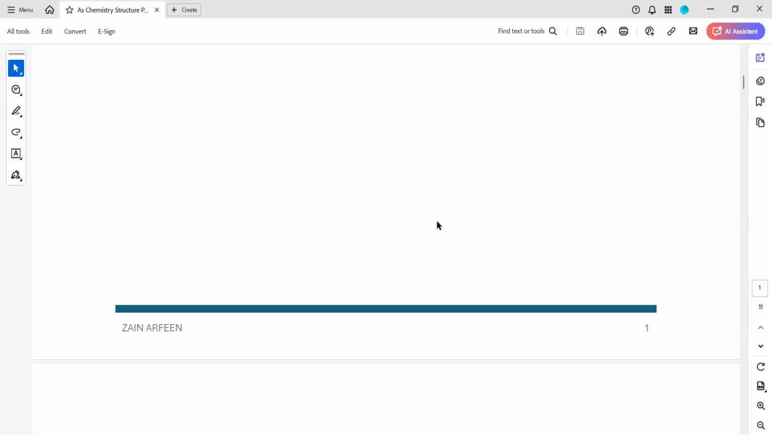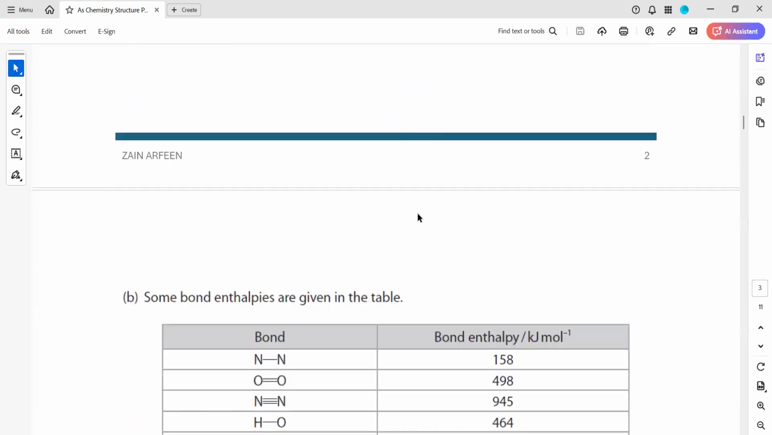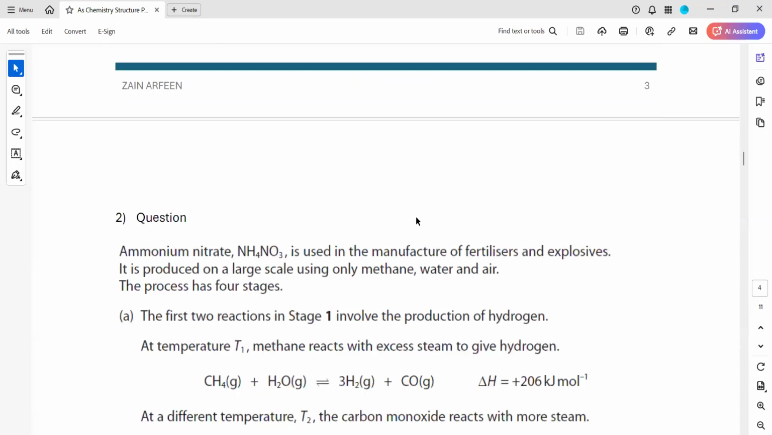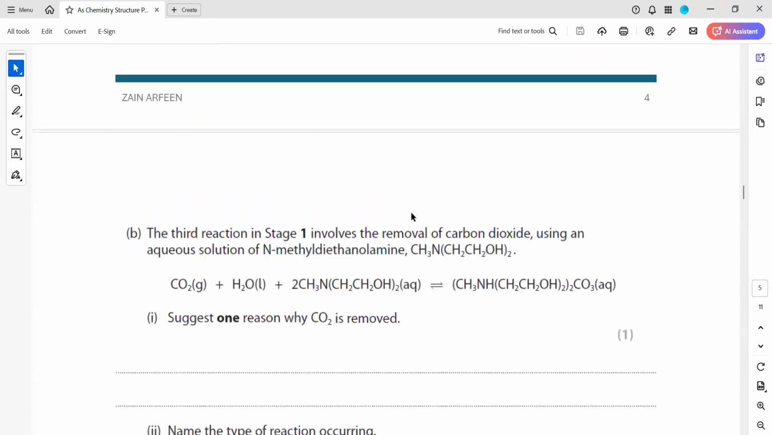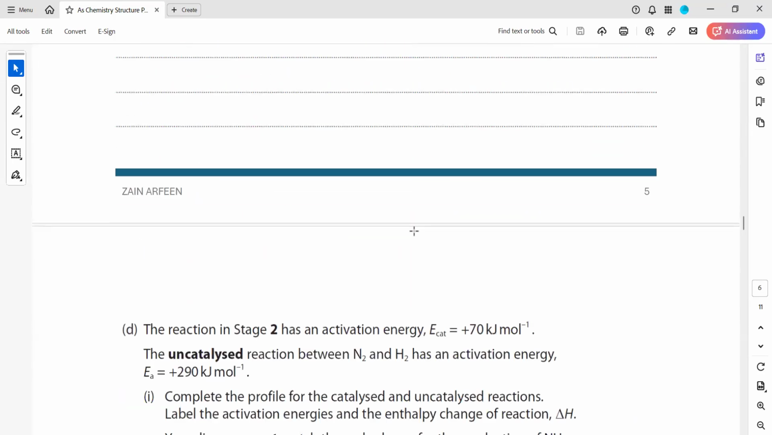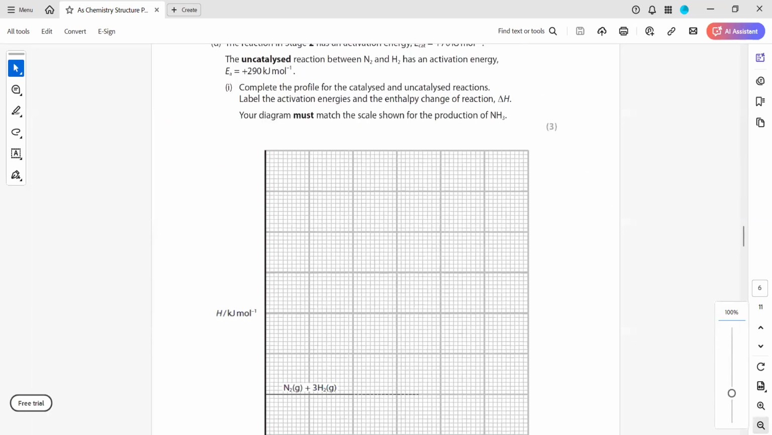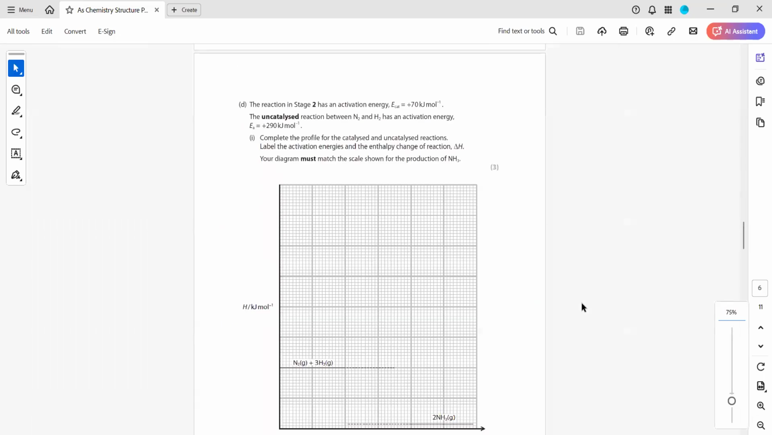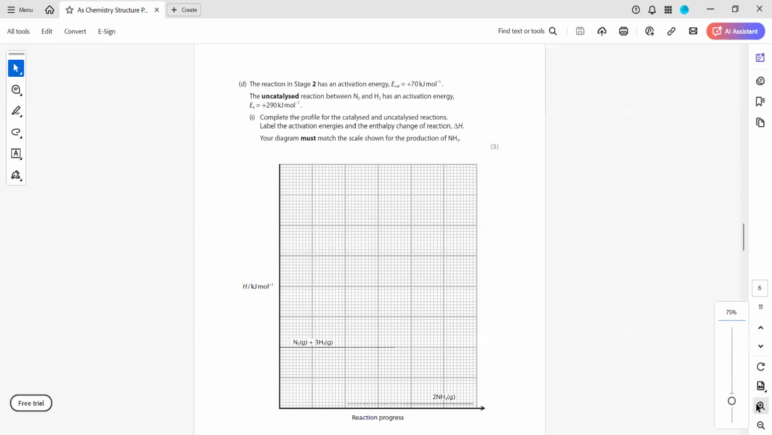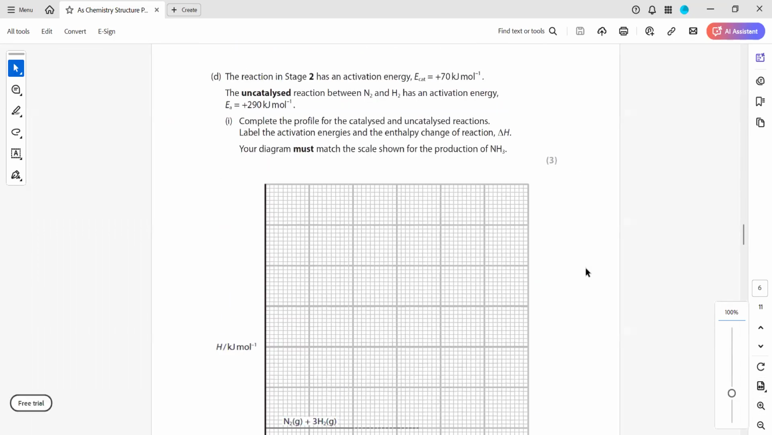The continuation of this structure pop quiz 14. So we have to complete a graph for the activation energy. When a catalyst is used, the activation energy was 70. And when no catalyst is used, the activation energy is 290. So you can select a scale.